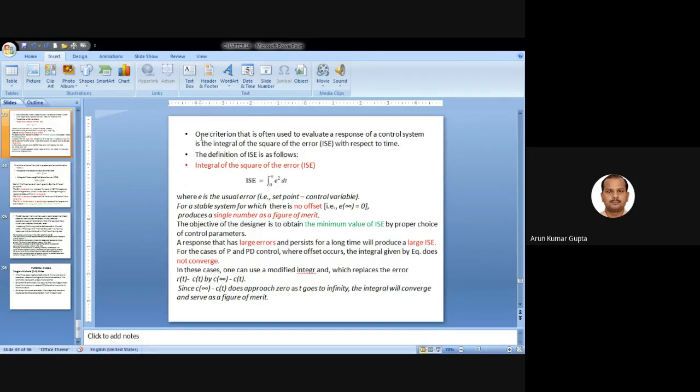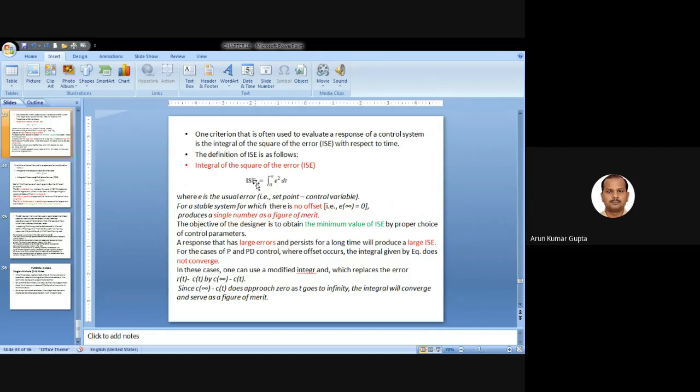Just like, for example, one criterion that is often used to evaluate the response of a control system is the integral of the square of the error with respect to time. So that is one criterion. This is an integral of the square of the error, right? If I define the ISE as follows, it is the integral from 0 to infinity of the square of the error, where e is the error. If I integrate this from 0 to infinity, it will give you some value, right?